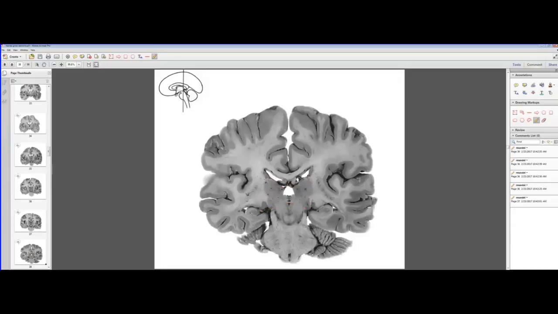We're starting to see cerebellum. This is pons. Still have a little bit of insular cortex, circular sulcus here. About all I can drain out of this one.